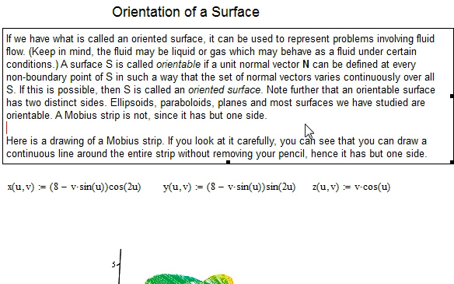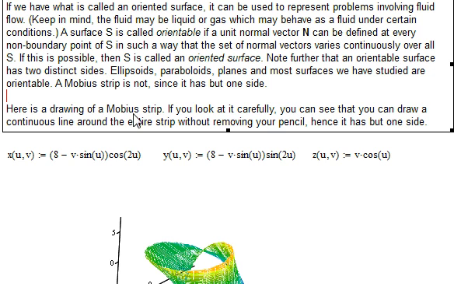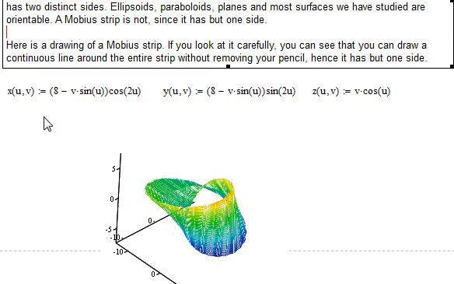I don't know if you've ever played with this. Take a strip of paper, cut it, twist one end one time only, and tape it together, and you have what's called a Mobius strip. And here's an example of a drawing. I actually can draw a Mobius strip with parametric surface here. If you look at it carefully, you can see that you can draw a continuous line around the entire strip without removing your pencil. Hence, there is only one side to the surface. And here's the picture of it.